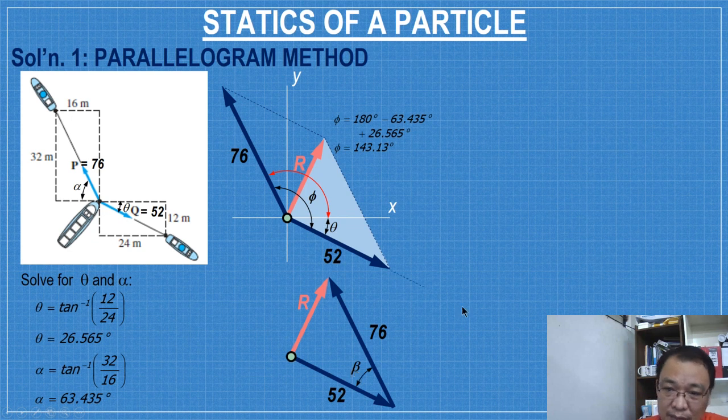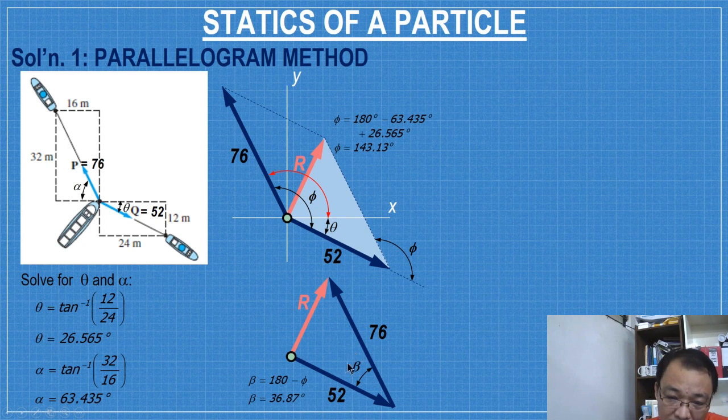If we extend this, as I explained in the parallelogram law, this is phi, the same. Same line, and they are parallel there. So, this angle is simply 180 minus phi. So, beta is 180 minus phi, and that's equal to 36.87 degrees.